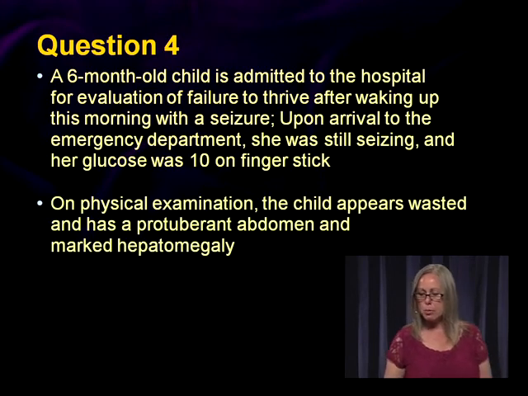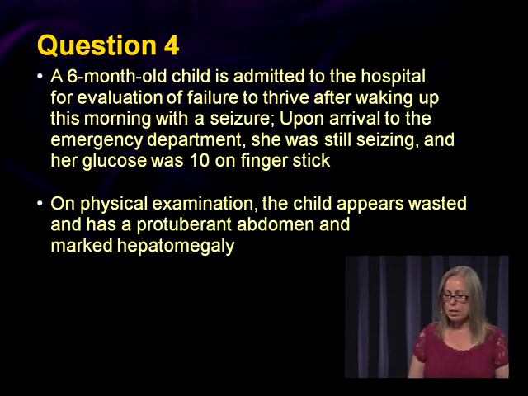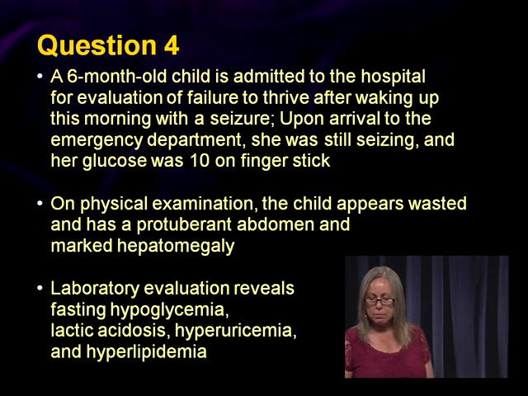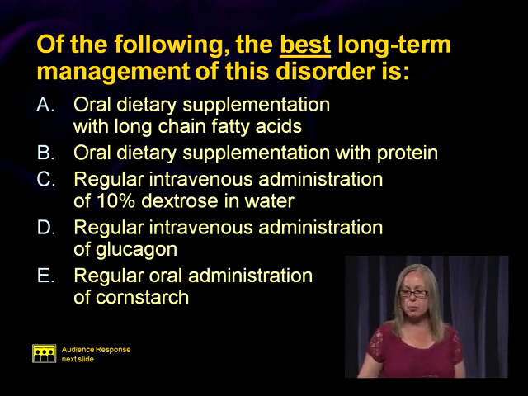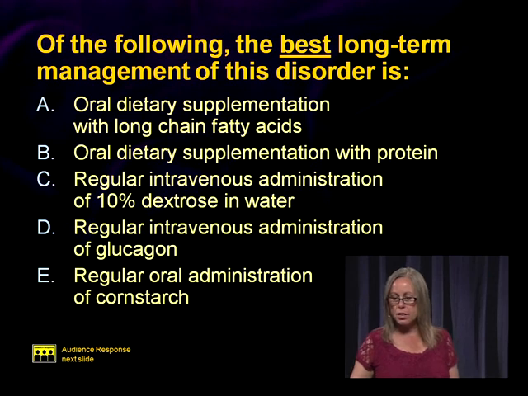Physical exam, she appears wasted and has a protuberant abdomen and marked hepatomegaly. She has fasting hypoglycemia, lactic acidosis, high uric acid, and high lipids. The best long-term management of this disorder is oral dietary supplementation with long-chain fatty acids, dietary supplementation with protein, IV administration of 10% dextrose, IV administration of glucagon, or oral administration of cornstarch.